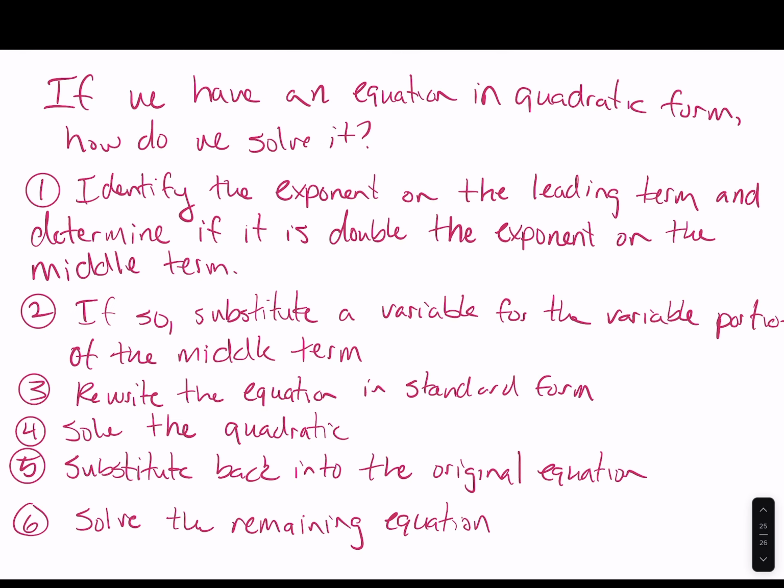So if we do have an equation in quadratic form, how do we solve it? Well, there are some steps that we can follow. We first identify the exponent on the leading term, that's the term with the highest power exponent, and determine if it is double the exponent on the middle term. If it is the case that the leading term exponent is double the exponent on the middle term, we can substitute a variable for the variable portion of the middle term.